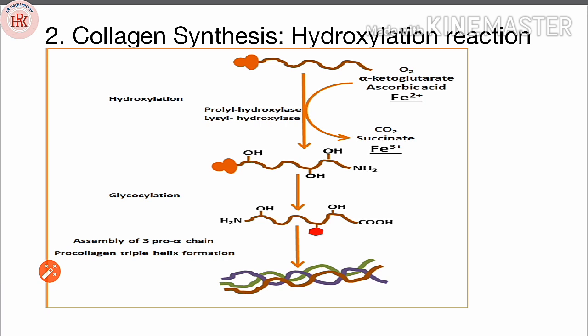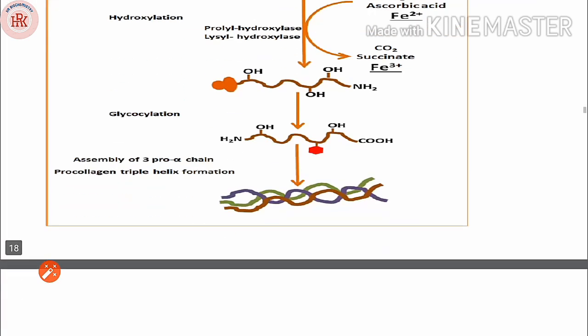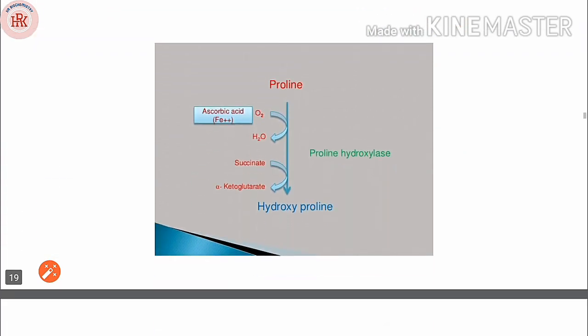So vitamin C causes the hydroxylation of two amino acids. One is proline and the second one is lysine. So these two enzymes, prolyl and lysyl hydroxylase, help in a hydroxylation reaction in the collagen synthesis, and then this hydroxylation helps in the collagen cross-linking and collagen maturation.